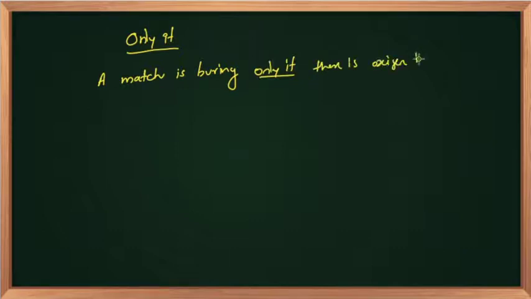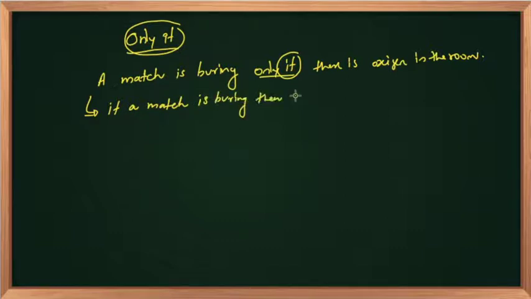So let's see the statement that has only if. For example, you can say that a match is burning only if there is oxygen in the room, right? So the usual convention is whatever follows the if, that should be the antecedent or the premise, right? But that is not true in the case of only if. Okay, so if you observe this statement, what it is saying is, if a match is burning, then we are sure that the room contains oxygen, right? So we can write this as, if a match is burning, then there is oxygen in the room, right?